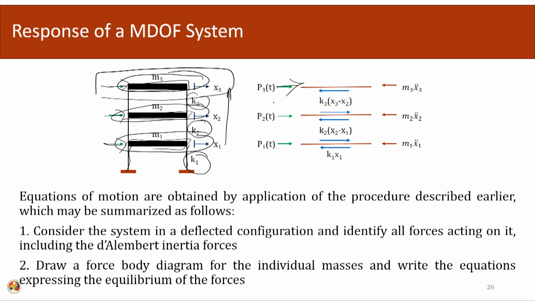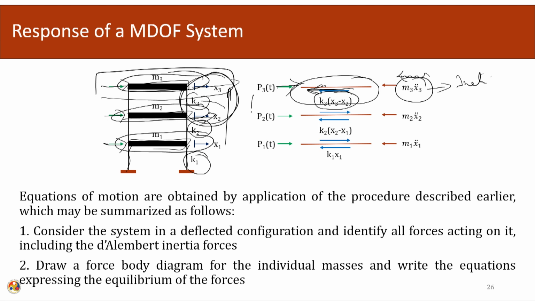If we try to draw the free body diagram of the system, P3 is acting on the mass M3. Using the D'Alembert principle, the pseudo acceleration force is given by M3 X3 double dot. This is the inertia term, and this is the contribution of the stiffness. The system is moving in the x3 direction and the x2 direction, so the net engaged displacement is x3 minus x2. That term will come as the contribution from the stiffness. Similarly, we do this for the other degrees of freedom.